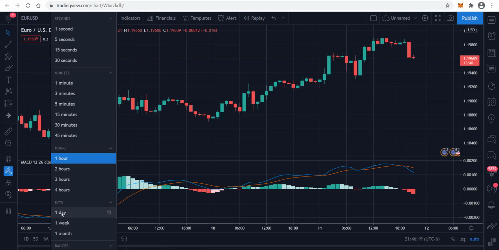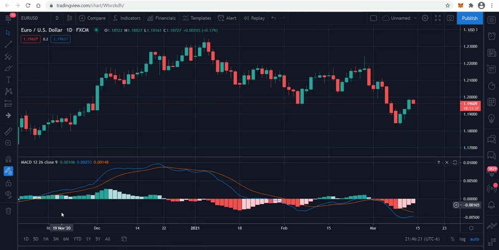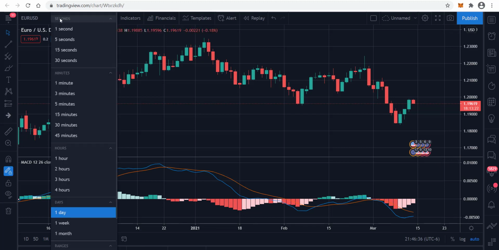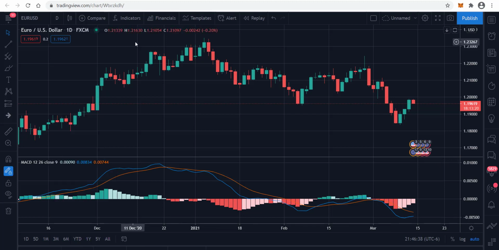I think I have to do 1 day. Yes, so at the 1 day level, it looks like we could end up crossing below the oversold category, possibly come back higher. So all depends on what your time frame is and which one you want to use for entering a trade. I'm going to go ahead and close this out.